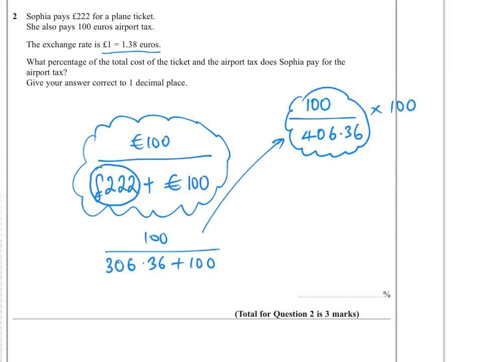So we've got 100 divided by 406.36. That's 0.246 and so on, times 100, which will make it a percentage, and we want the answer to one decimal place, so I'm going to put the whole number on my calculator. It's always a really good idea to do that. And then I'm going to round it to one decimal place, and that will be 24.6. And I usually write 1 dp afterwards. Okay, so that's question 2.